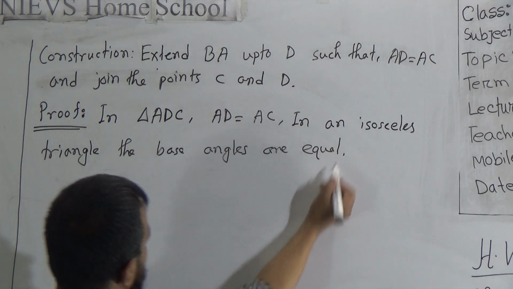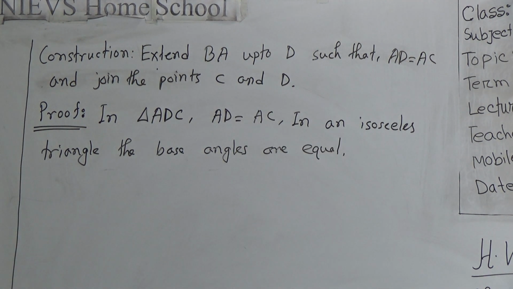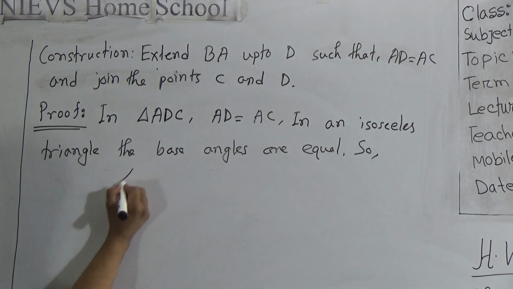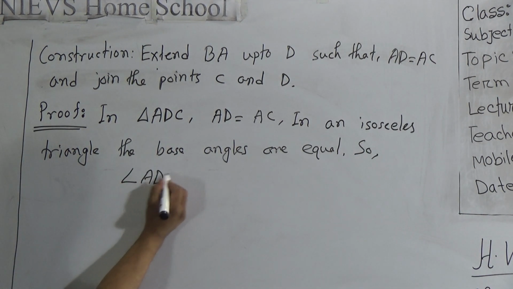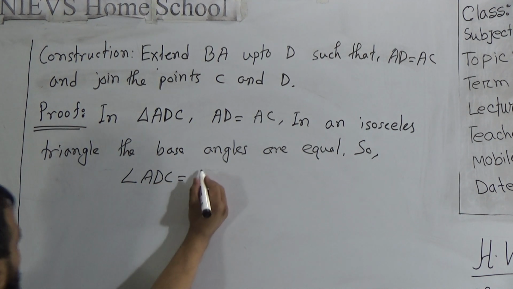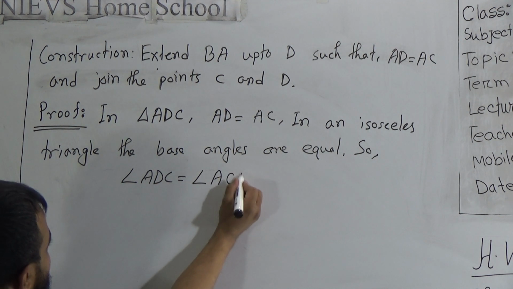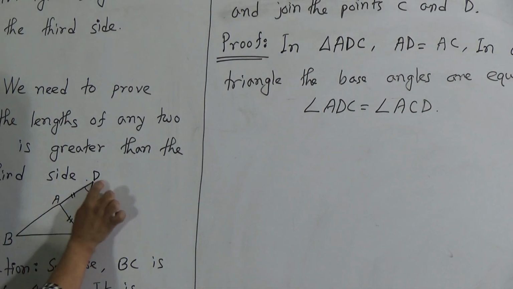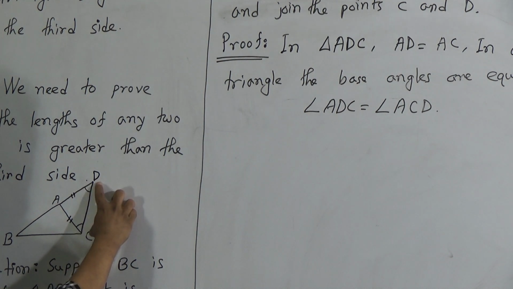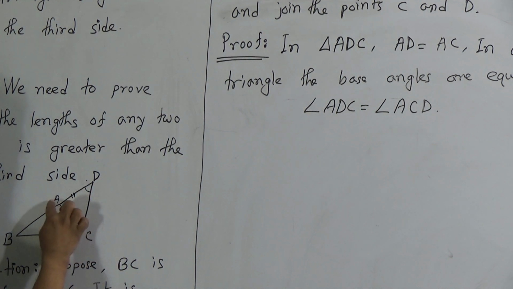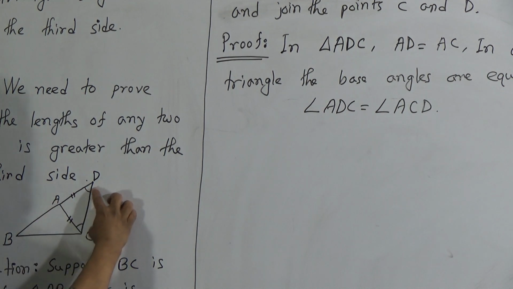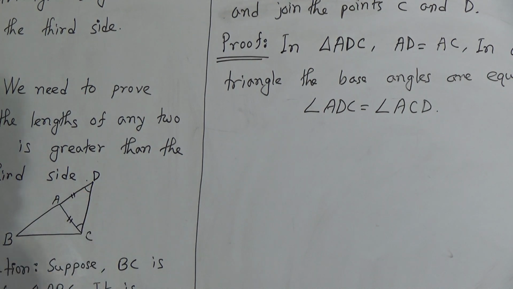The base angles are equal, and the base angles are what? These two angles. So we can write down the angle ADC is equal to the angle ACD. From the figure it's clear. The angle ADC is equal to the angle ACD, because this is the base of the isosceles triangle and these two sides are equal. So it's an isosceles triangle, and we know that the two base angles will be equal to each other. I have written down this one.